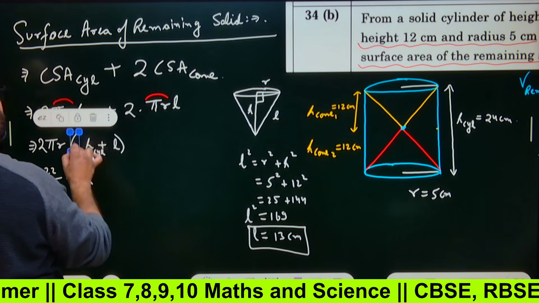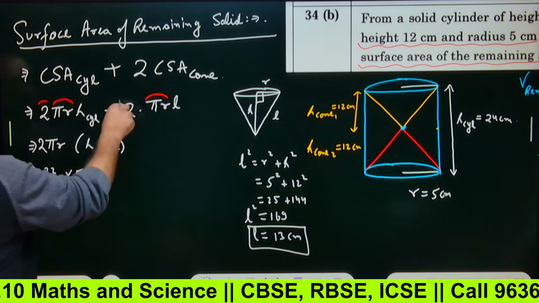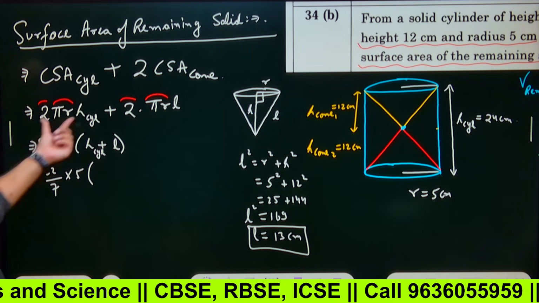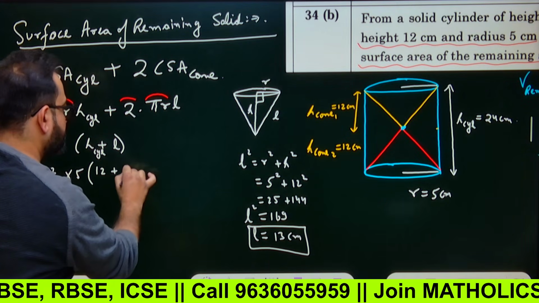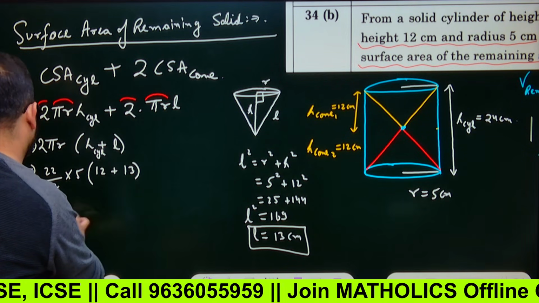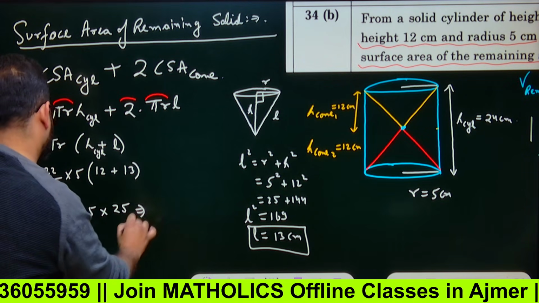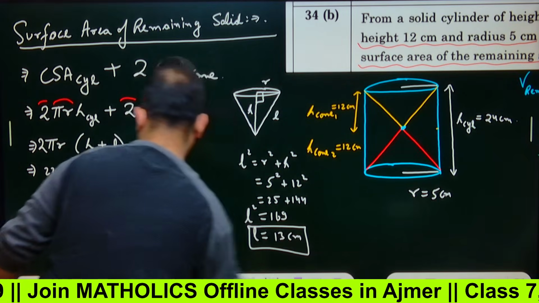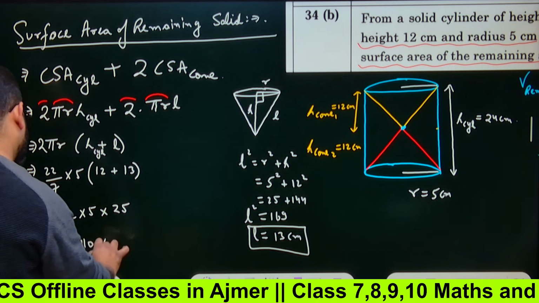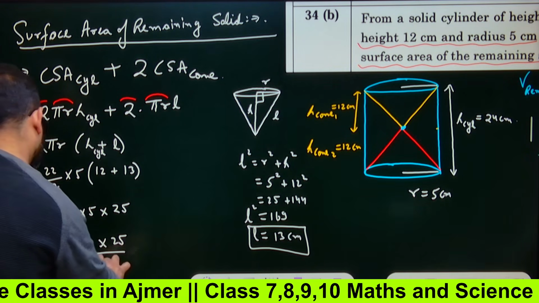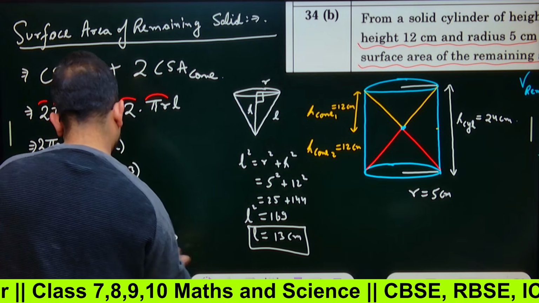See, this you have to look at again and again, right? We have taken 2 pi r common. This 2 is also taken common out. 2 pi r. So it is h plus l. That means height of cylinder is 12. What is l? It's 13. So we'll get the answer as 22 by 7 into 5 into 12 plus 13, 25. It will come out to be 110 into 25 upon 7. 2750 upon 7.